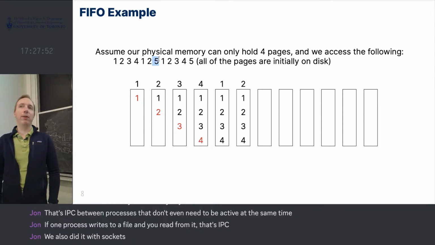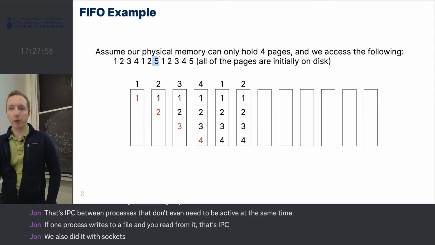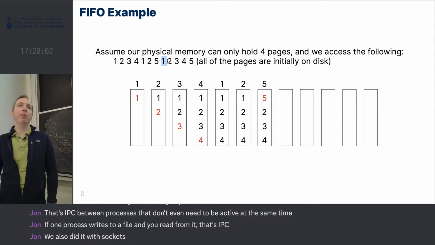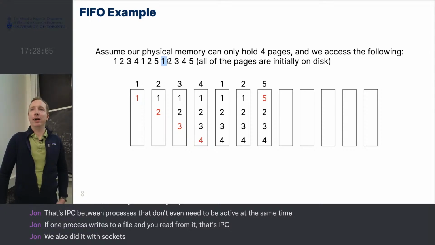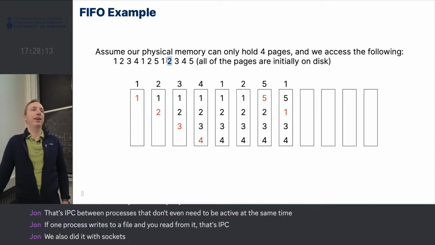So if it's first in, first out, the first thing I loaded into memory is a 1, so I boot it out. So I boot out page 1 and replace it with page 5. Now I access page 1. Ouch, I made a bad decision. What do I replace? 2. Now I access page 2. I made a poor decision. I made a really poor decision.